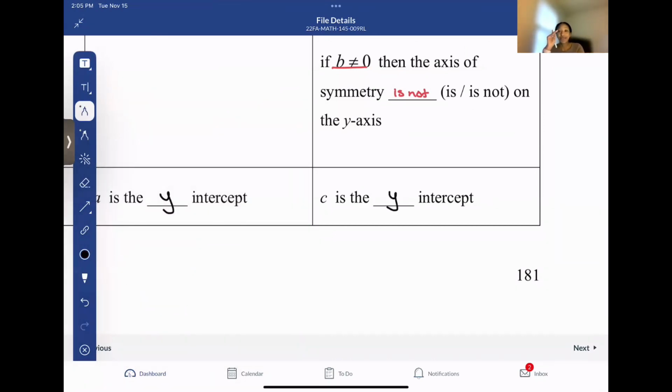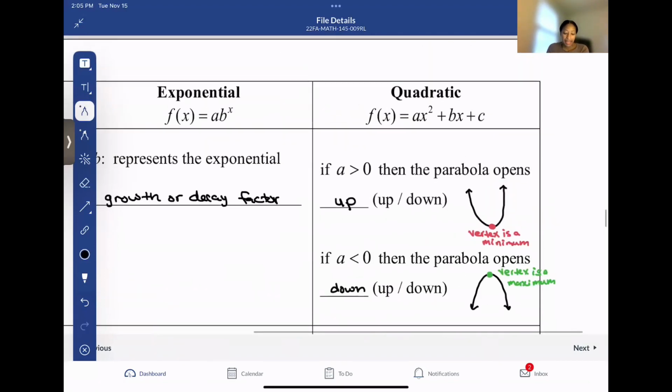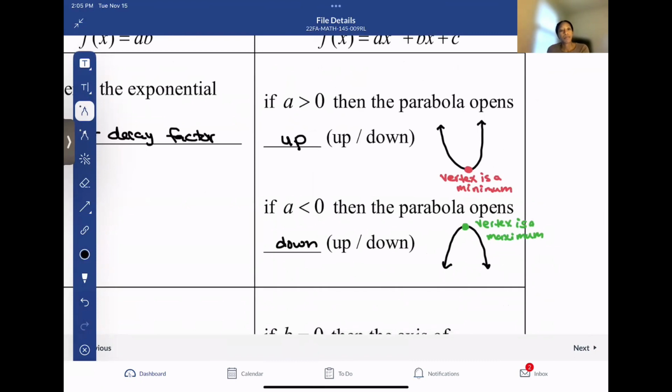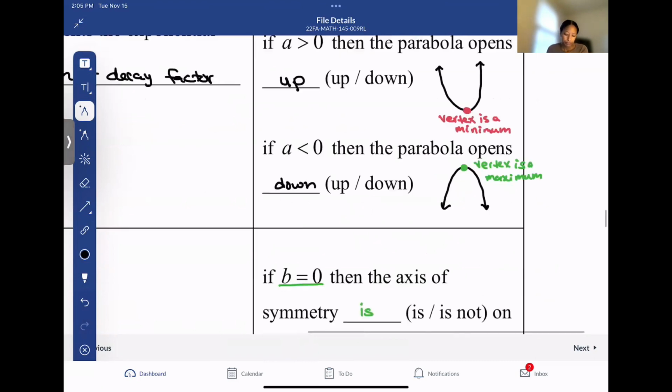So going through this one more time, and then we can jump into our problems. a tells us if our parabola opens upward or downward, a positive, so that's the x squared term. A positive x squared term opens upward, negative x squared term opens downward. And then think about where your vertex would be. If it opens upward, the vertex is at the bottom, so it's a minimum. If it opens downward, the vertex is at the top, so it's a maximum.